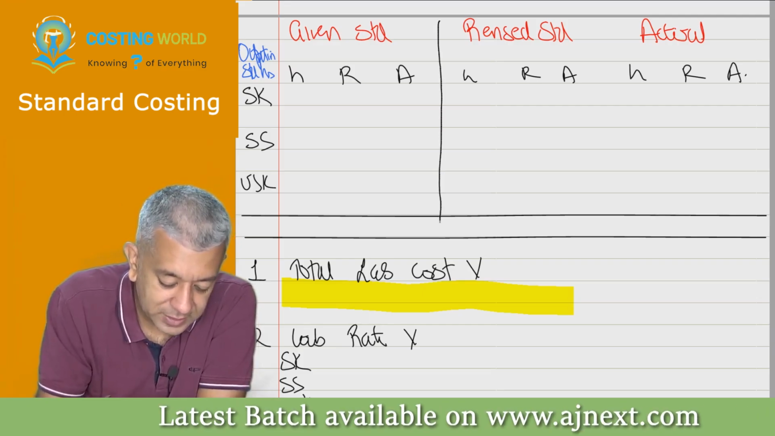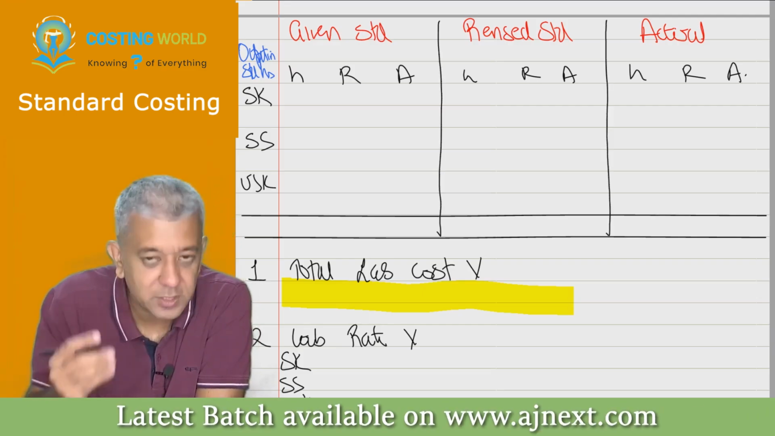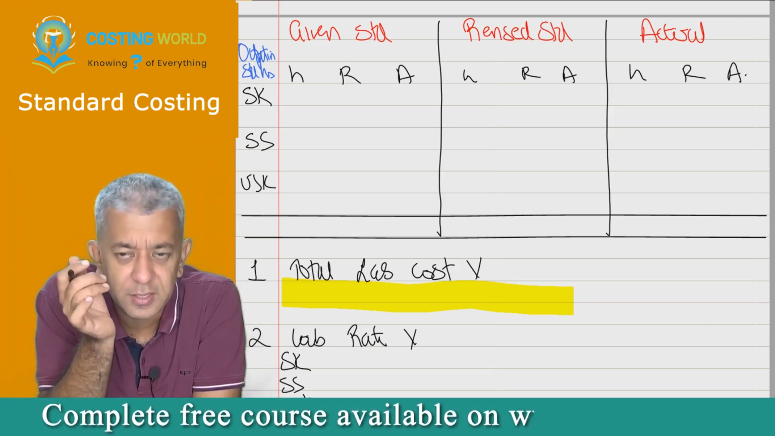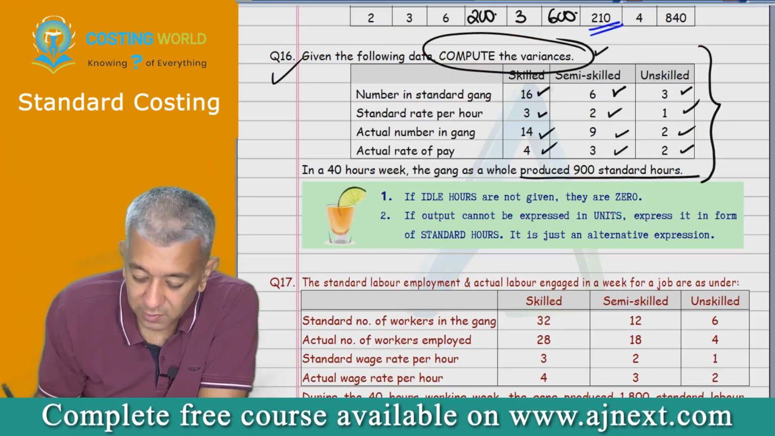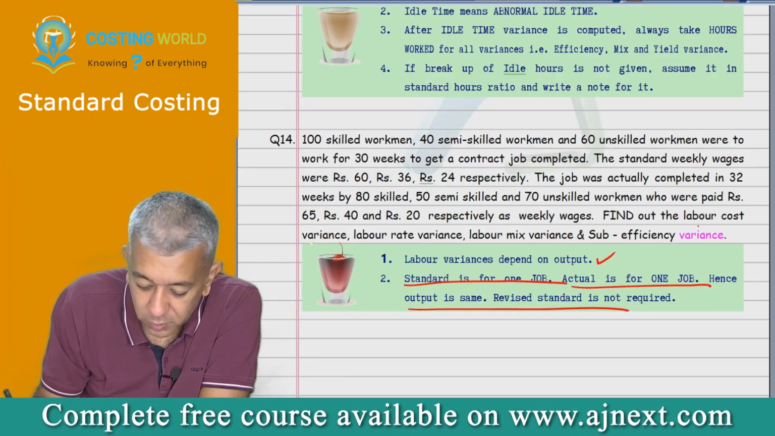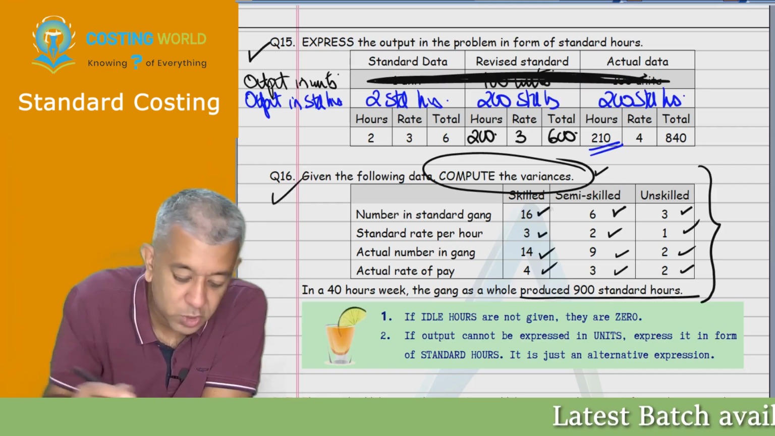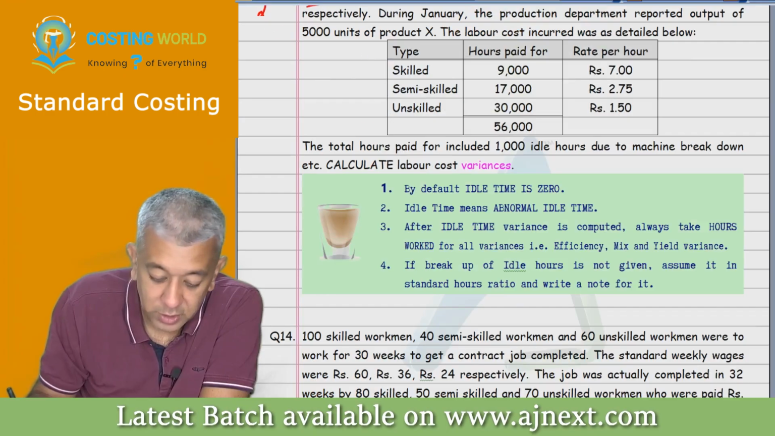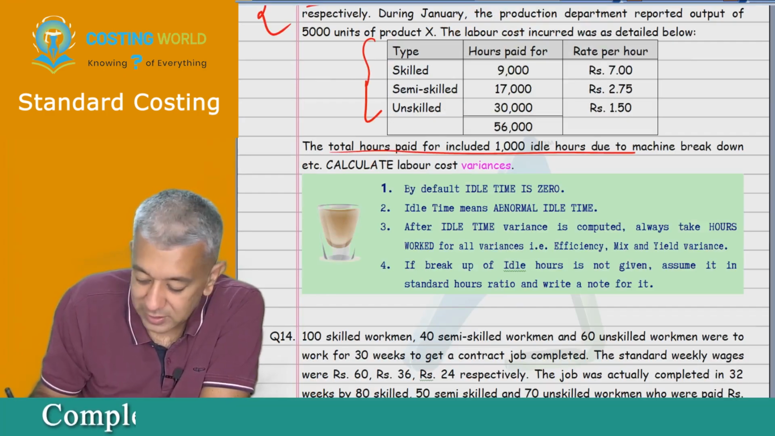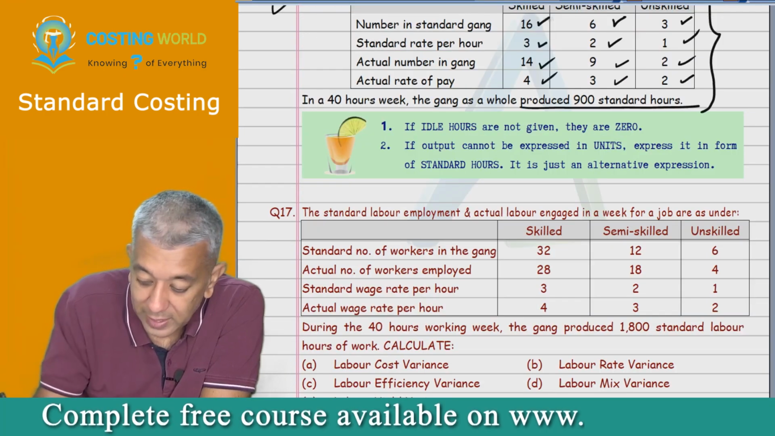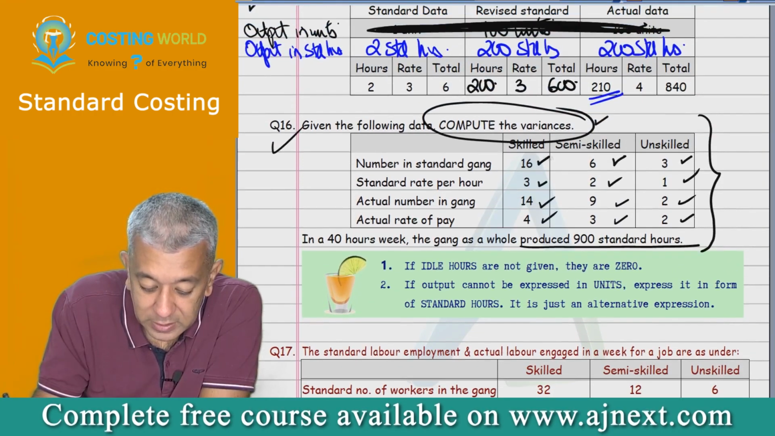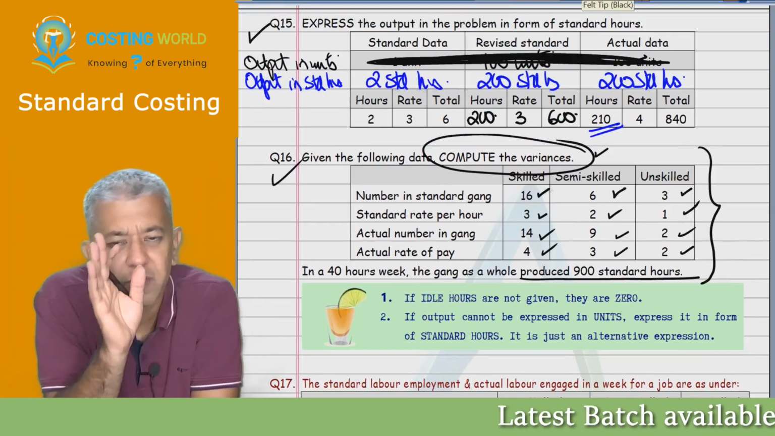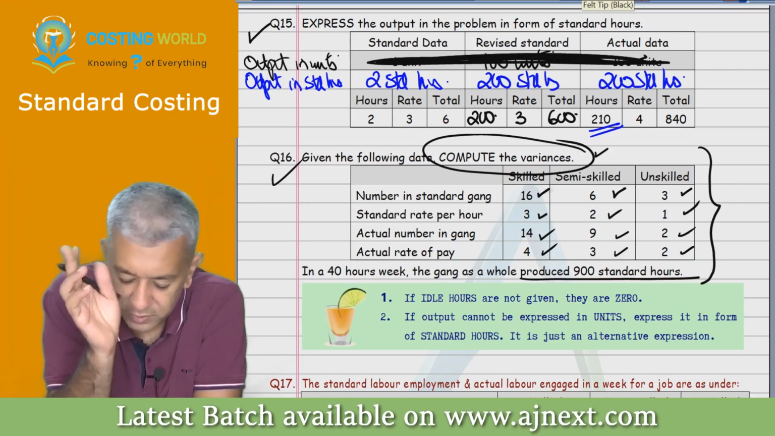But just one hint from my side: obviously output cannot be expressed in the form of units because the units data is not there. Try to express it in the form of standard hours. In case you get confused, I have solved one question of this particular concept, question number 15. Don't see any other question, try to see that particular question itself. So try to get me the answer, only the first variance. If that is correct, everything else is correct. You can start with the variance after, but do try to tell me the first one. Please start.